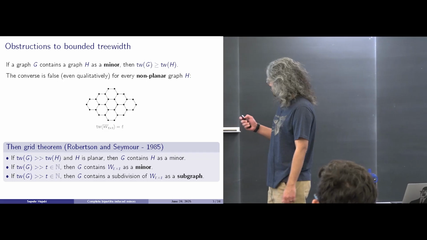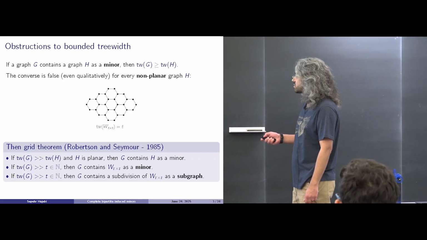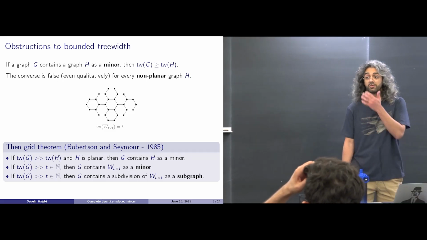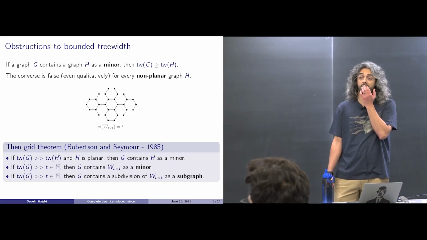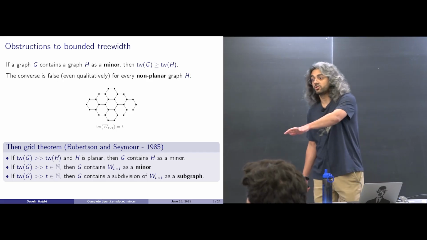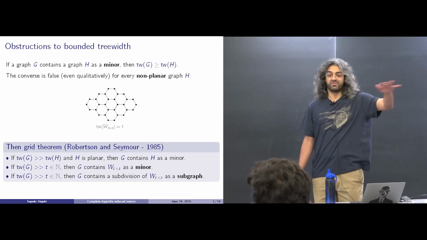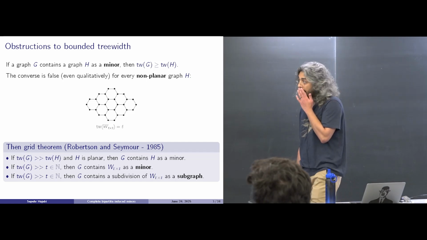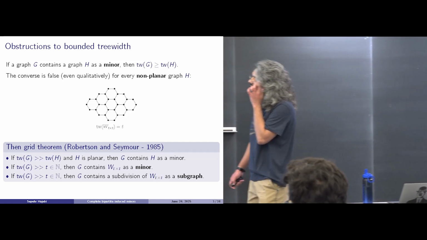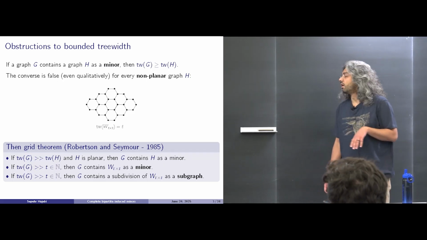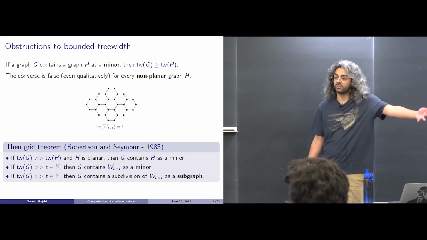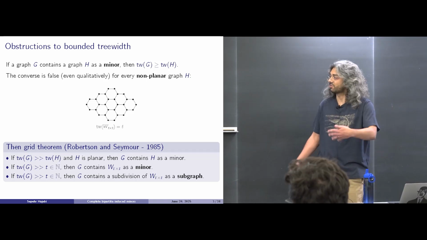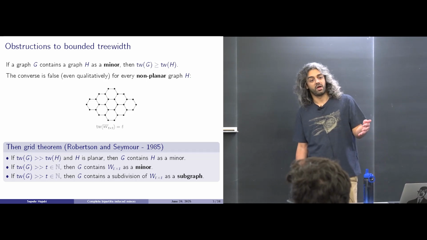And then Robertson and Seymour proved in the mid-80s this amazing theorem that the converse is true if H is planar. So fix a graph H, then graphs of sufficiently large treewidth contain H as a minor if and only if H is planar. So this is called the grid theorem, and another way to think about the grid theorem is every graph of sufficiently large treewidth is going to contain your favorite wall as a minor, or equivalently some subdivision of your favorite wall as a subgraph.